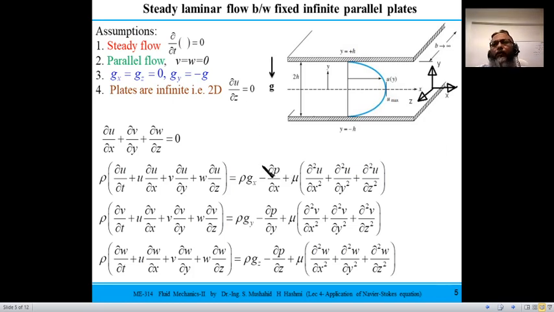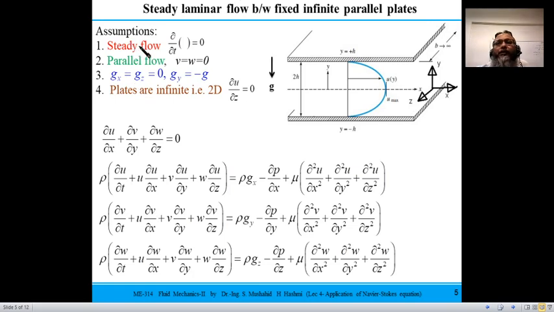So the first step in solving the problem, whatever the problem given to you, is to write down the governing equations keeping in view the coordinate system. Right now we have a Cartesian coordinate system. So this dimension is x, this dimension is y, and this dimension is z.